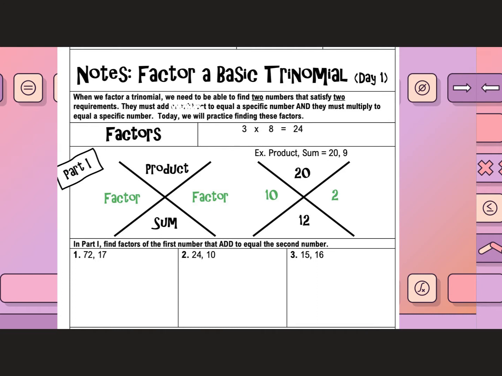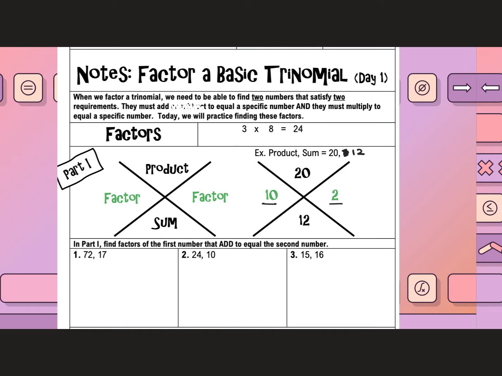All right, so if we look here at the example, we know that 3 times 8 gives me 24. All right, so let's look at the example products. We're going to use 20 and 12. So we're looking for two numbers, which are our factors in green, that when we multiply them, they give me 20, and when I add them together, they give me 12. So multiplying 10 and 2, I get 20. Adding 10 and 2, I get 12.